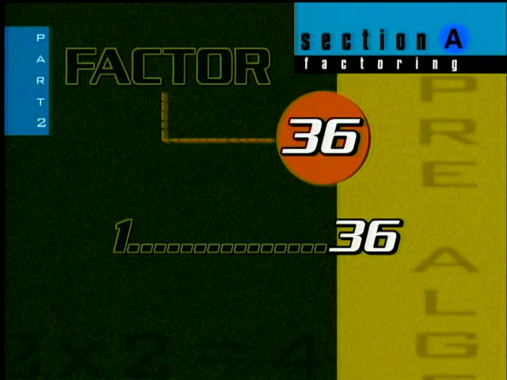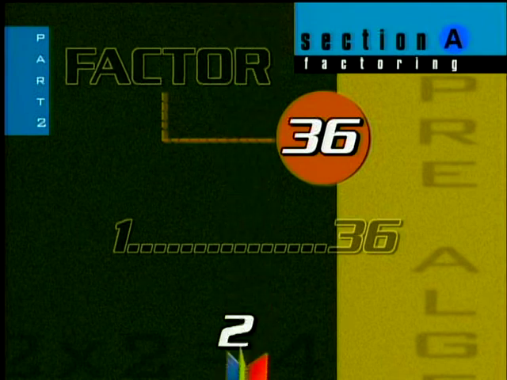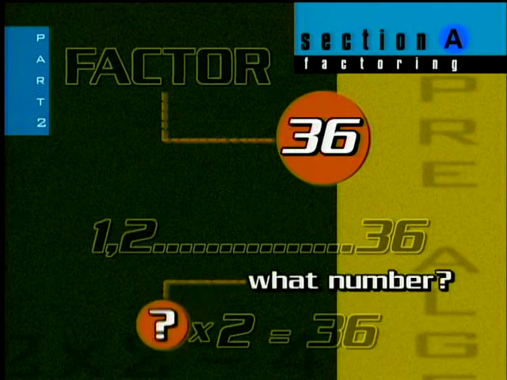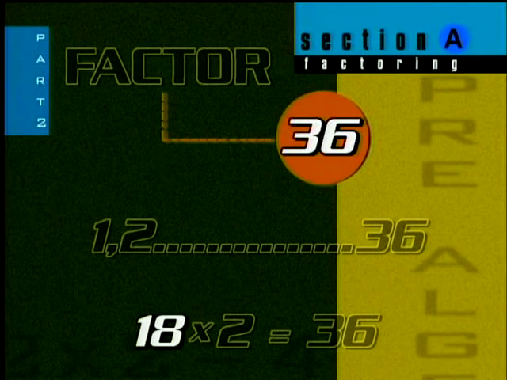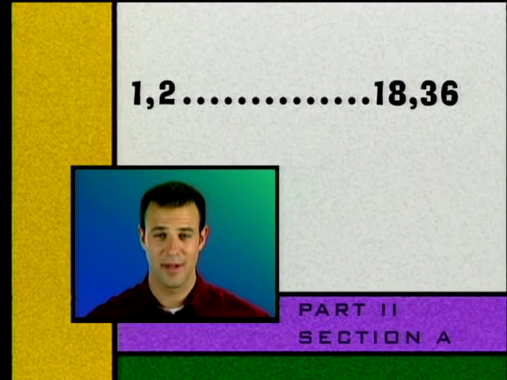Now the process becomes kind of hit or miss, so let's go in a logical order and try the number 2. 2 is a factor of 36 because it divides evenly into 36. So what number do we multiply 2 by to get 36? The answer is 18. That means 18 is another factor, and we put it right here. See how we're working towards the middle?